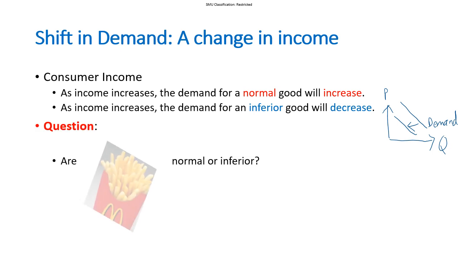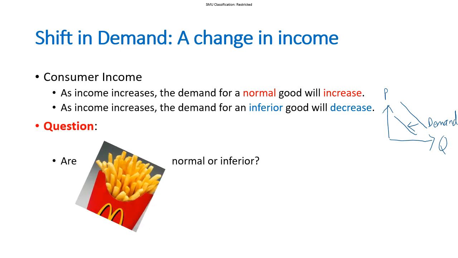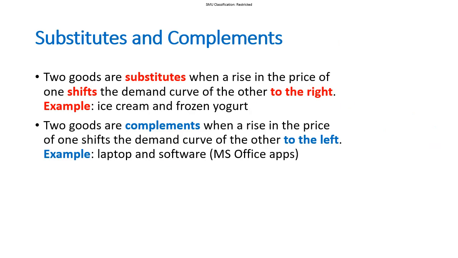Question: are French fries normal or inferior? Ice cream and frozen yogurt are substitutes, giving similar satisfaction to the consumers. When the price of ice cream increases, the consumer will buy less ice cream and more frozen yogurt. Therefore, the demand for frozen yogurt will increase, represented by a rightward shift in the demand curve.